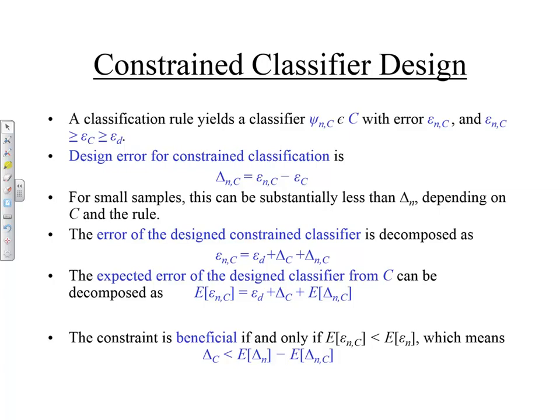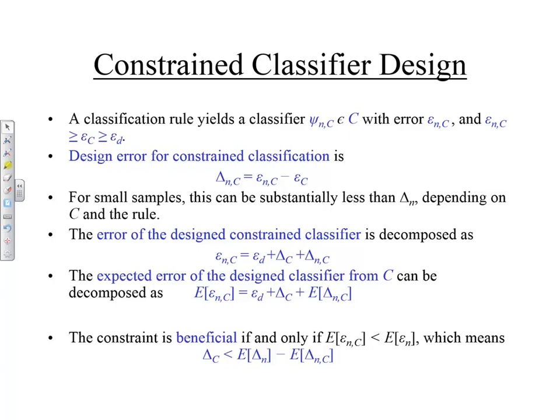And this in turn will be greater than or equal to the error of the base classifier, because the base classifier didn't have any constraints on it. That is the absolute best that can be done without any constraints. So the design error for constraint classification, delta NC, is going to be the difference between the error of the design classifier and the error of the best classifier within that constraint class.